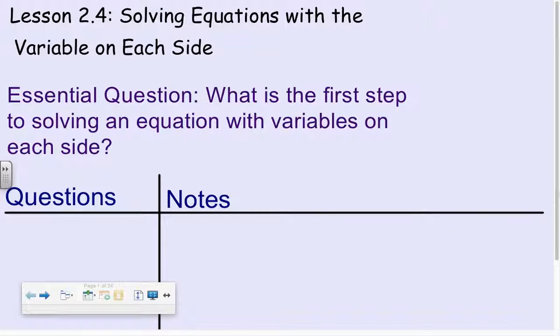Lesson 2-4, solving equations with the variable on each side. Essential question: What is the first step to solving an equation with variables on each side?